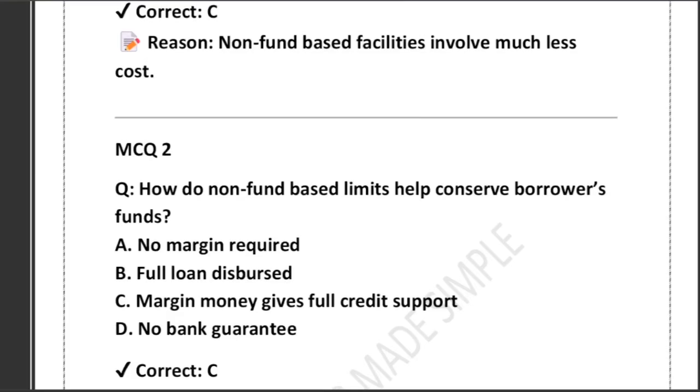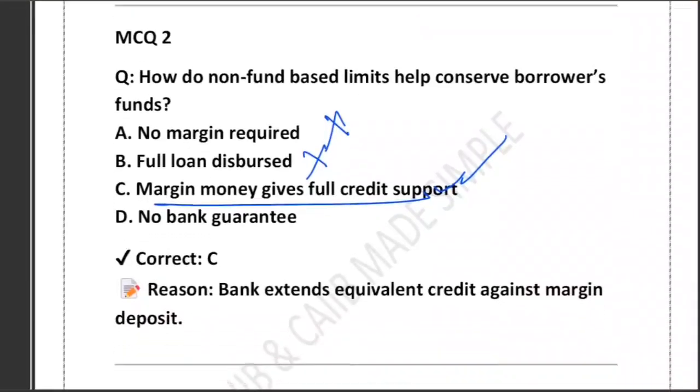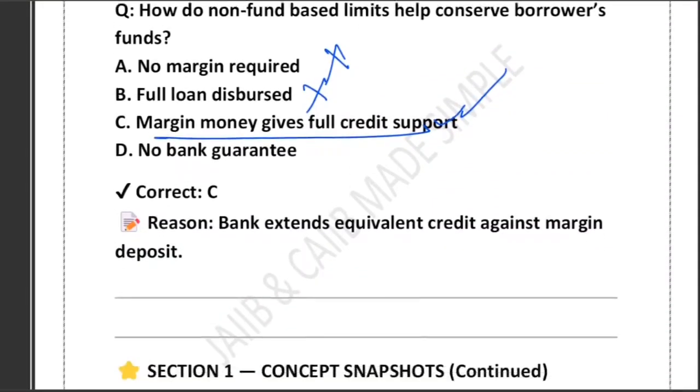Actually, margin is required. Full loan disbursed? No. Does margin money give full credit support? Yes. This margin money gives full credit support. That's why a non-fund based limit helps conserve the borrower's funds.